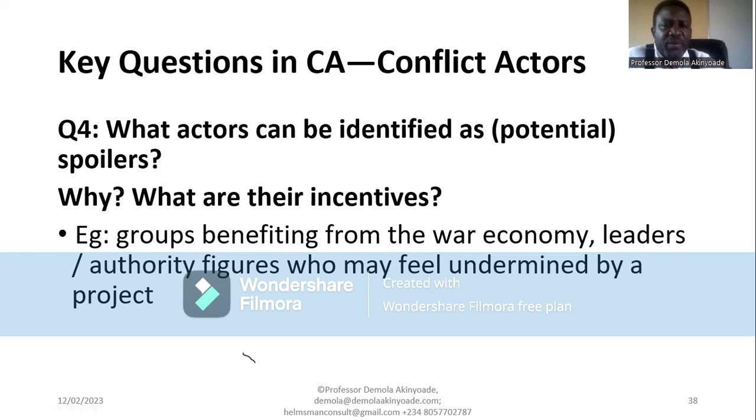So what actors can be identified as potential spoilers? As we have actors who can be potential supporters of peace, we have actors who are spoilers. People who would rather that the conflicts continue, that the violence continue. Why? Because they are benefiting from it. Okay, let's go back to the last slide.